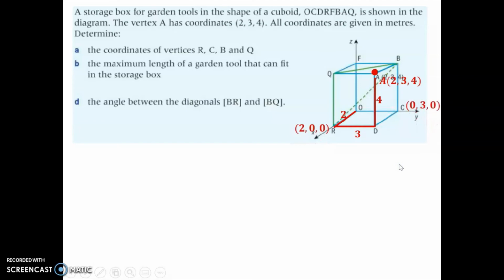Here's R, here's C, here's B, and here's Q. And I won't go over the details there. I hope you're successful. If not, take a close look at the ones you got wrong and double check. You know how you're finding those.